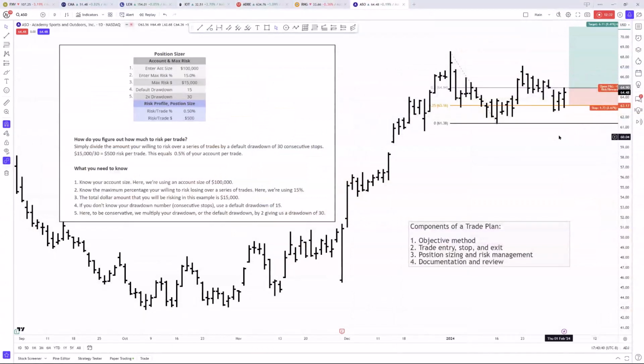All right, so that's it. That's basically how to calculate that out. I'm going to give you a default drawdown of 30, and you divide that into the amount you're willing to risk, and that will give you your risk per trade.